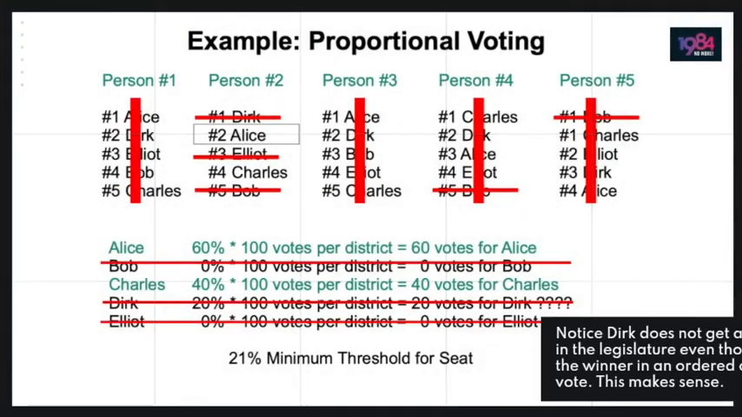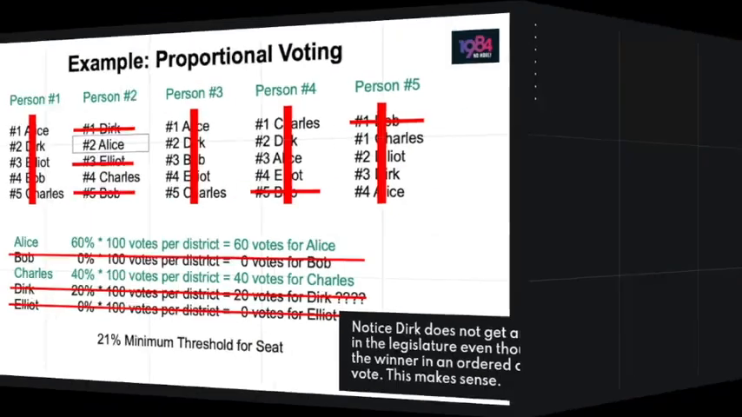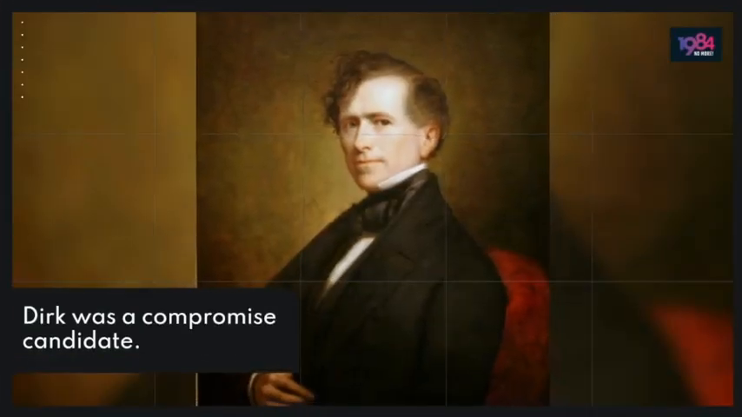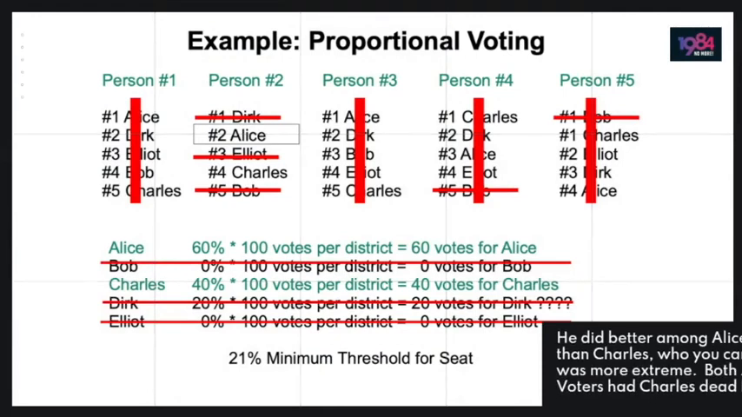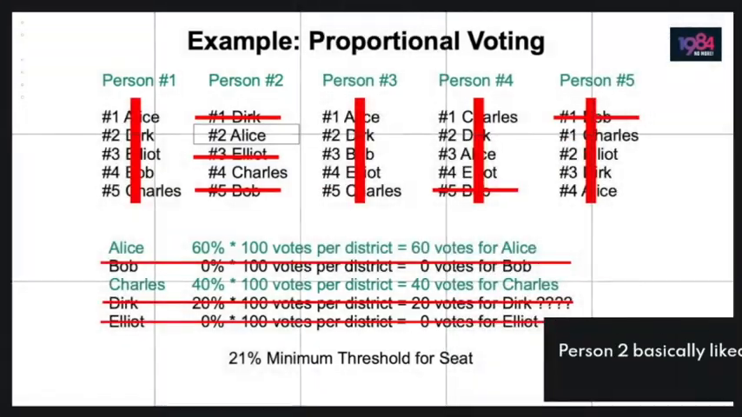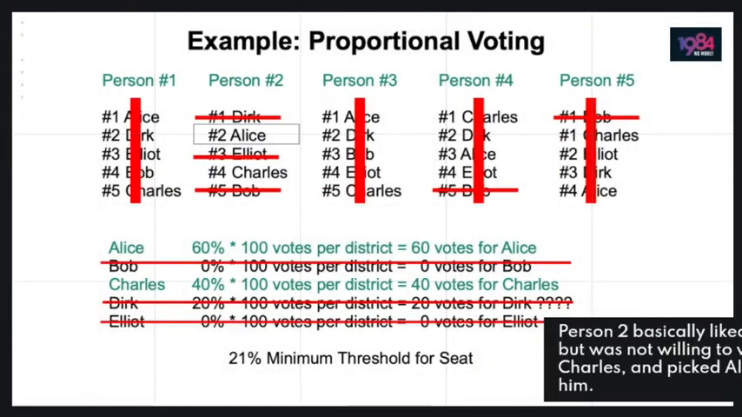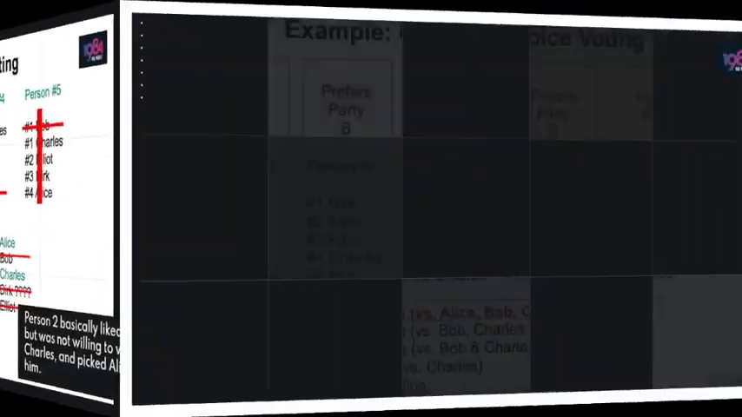Notice Dirk does not get any votes in the legislature even though he is the winner in an ordered choice vote. This makes sense. Dirk was a compromise candidate. He did better among Alice voters than Charles, who you can assume was more extreme. Both Alice voters had Charles dead last. Person 2 basically liked Dirk, but was not willing to vote for Charles, and picked Alice over him.